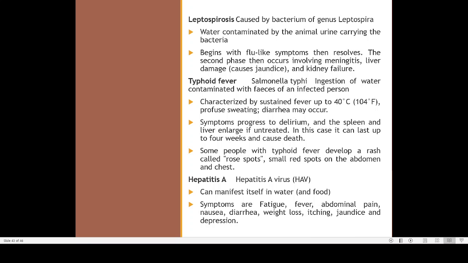So nowadays, typhoid can be treated. It is a bacterial disease, so antibiotics are available. But earlier typhoid was a major problem. There was no antibiotic, and typhoid can cause death in many people. So now this is treatable, but what is important is that proper care at the right time should be given. Some people with typhoid fever develop a rash called rose spots, small red spots on the abdomen and chest. Now I will show you some symptoms of typhoid.